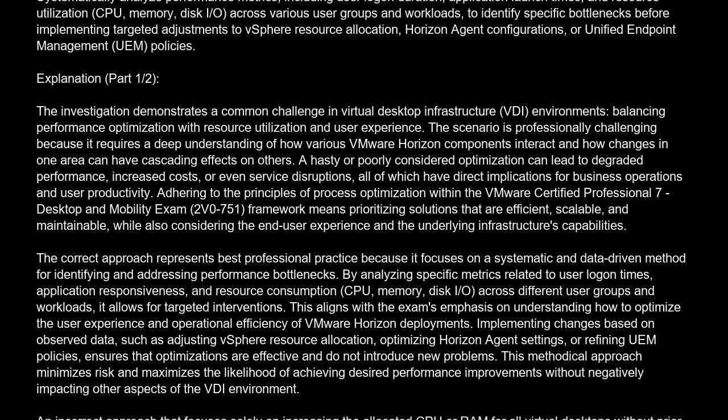Adhering to the principles of process optimization within the VMware Certified Professional 7 Desktop and Mobility Exam 2V0-751 framework means prioritizing solutions that are efficient, scalable, and maintainable, while also considering the end-user experience and the underlying infrastructure's capabilities. The correct approach represents best professional practice because it focuses on a systematic and data-driven method for identifying and addressing performance bottlenecks. By analyzing specific metrics related to user logon times, application responsiveness, and resource consumption (CPU, memory, disk I/O), across different user groups and workloads, it allows for targeted interventions.